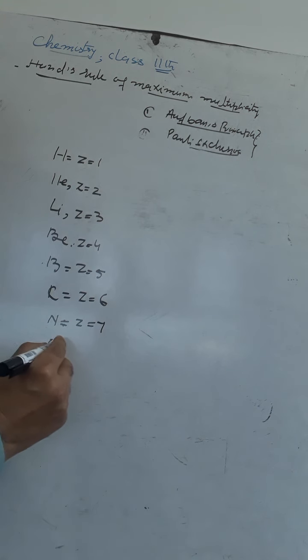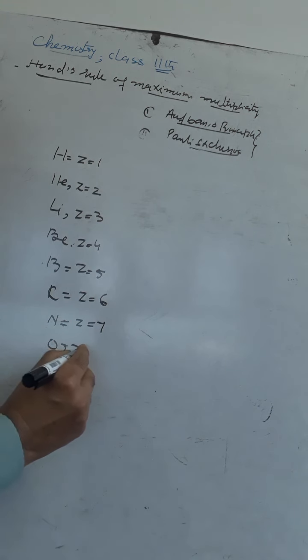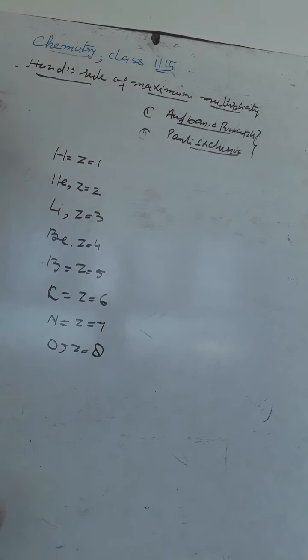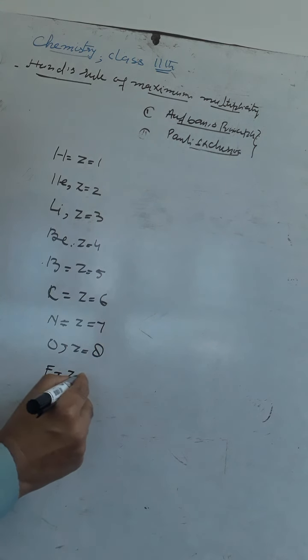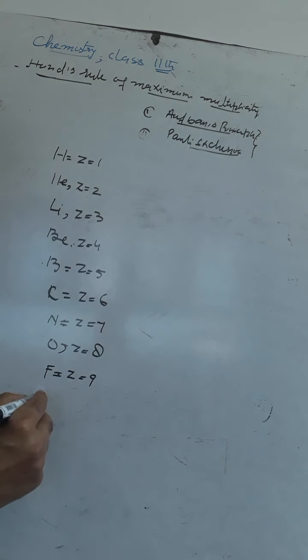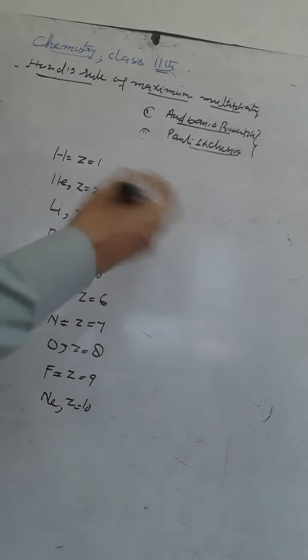After that we have oxygen, atomic number 8, right? After oxygen we have fluorine, its atomic number is 9. And then we have neon with atomic number 10. Let us fill the electrons in their orbitals.